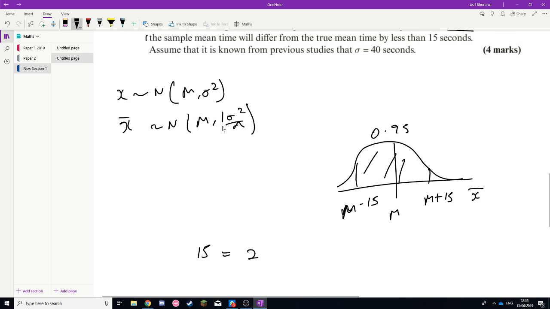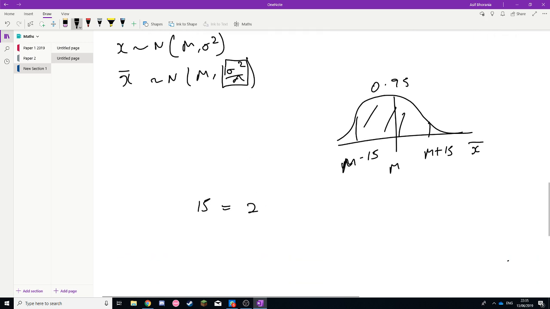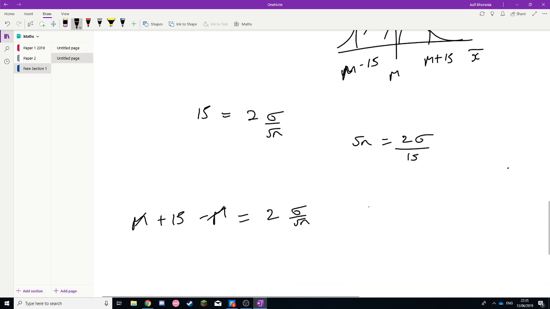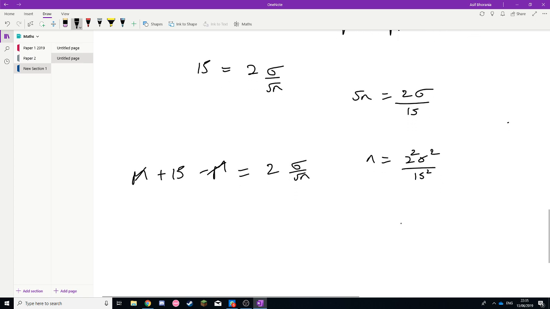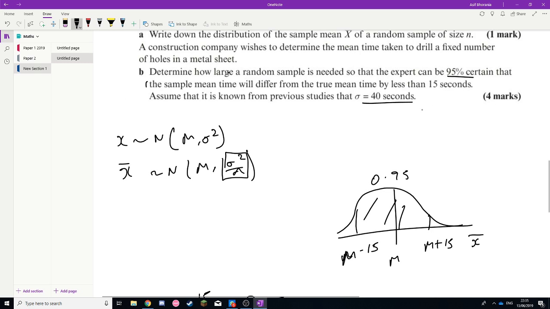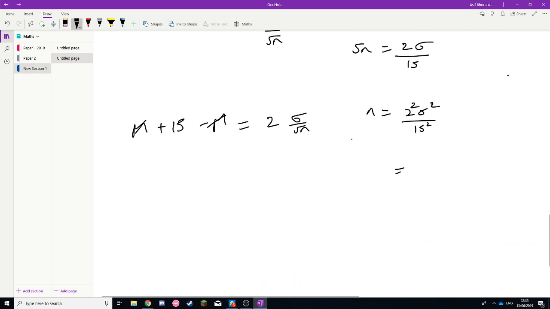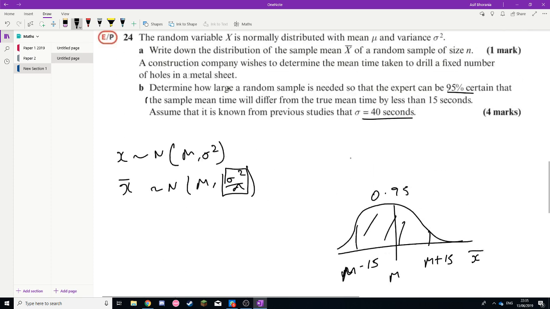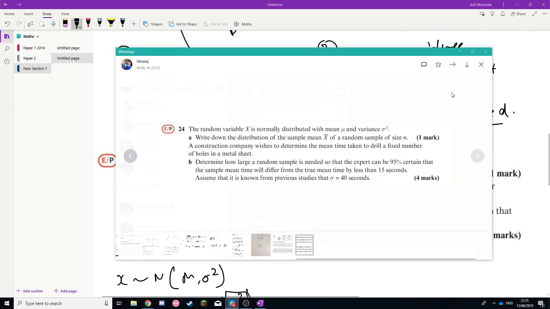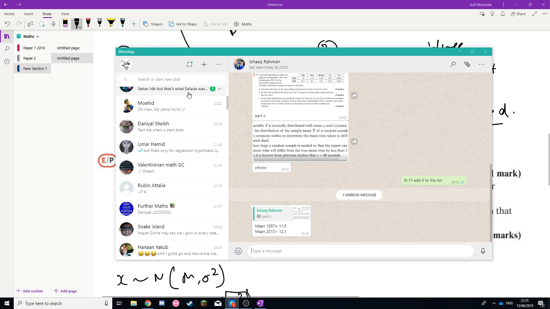But remember that the variance of this new sample mean is sigma squared over n. So the standard deviation of this will be sigma over square root n. So now we just have square root n is equal to 2 sigma over 15. N is equal to 2 sigma squared over 15 squared, where sigma is 40. Good, nice one. Yeah, that's n. Let me know if that makes sense.